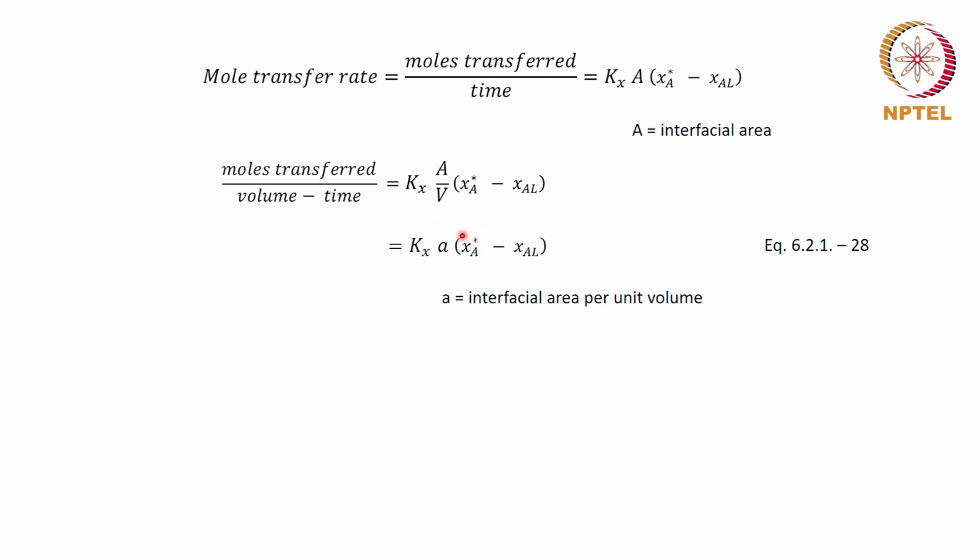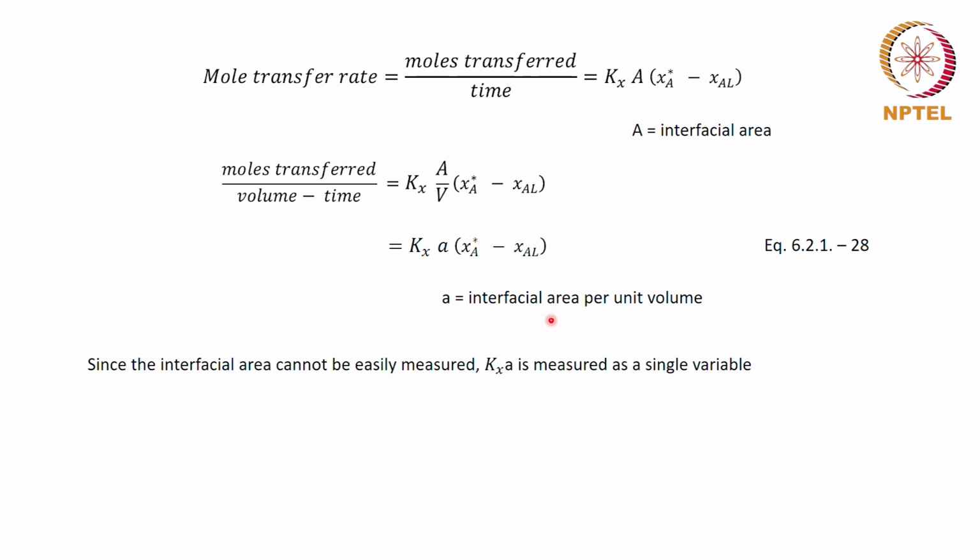Xa star is the liquid side concentration of oxygen, which is in equilibrium with the bulk gas side concentration. And a is the interfacial area per unit volume. We said a is of course difficult to measure, and therefore Kxa is measured together. Kxa is somewhat equivalent to Kla, only thing is that Kxa is written for mole fractions. Kla is usually used with concentrations.